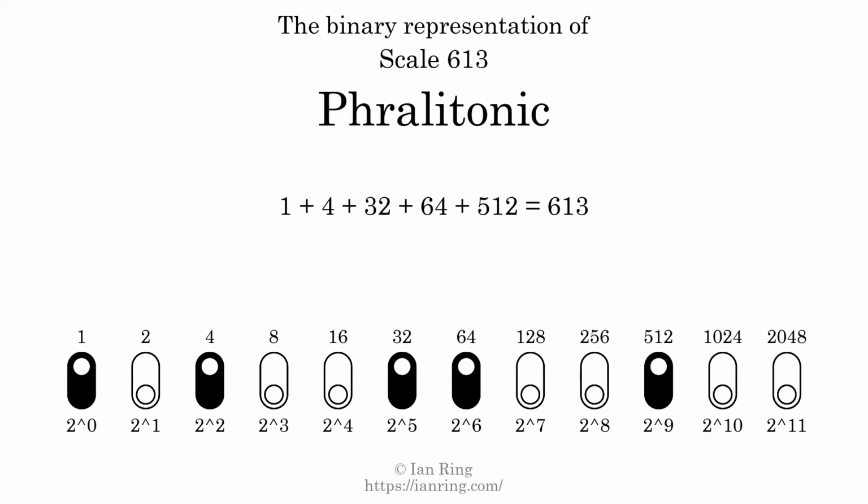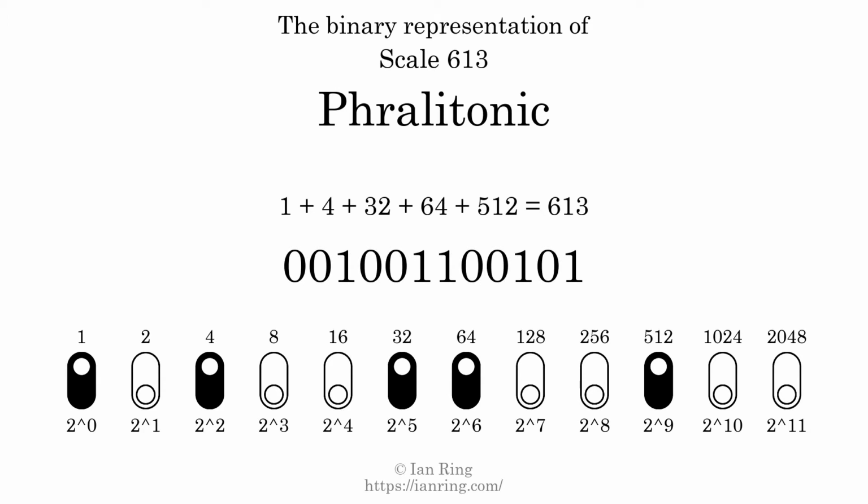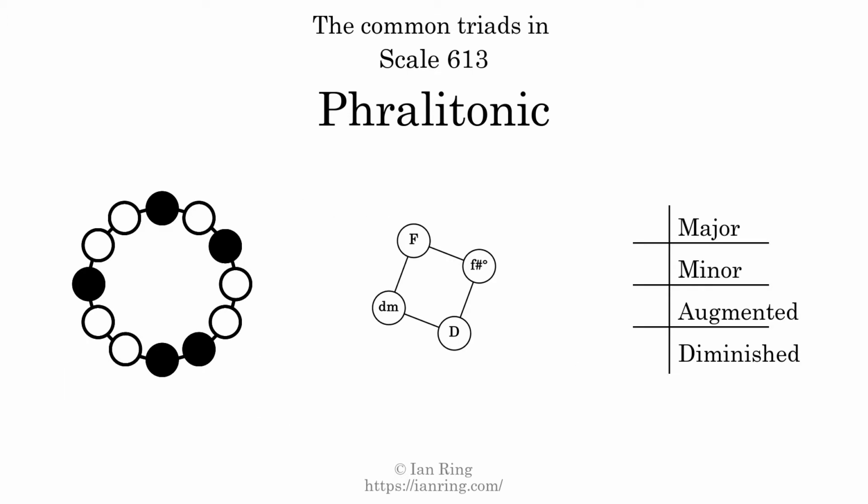The scale number not only enumerates the scale with a unique index, but it also literally describes the tonal content of the scale. Represented as a binary number in base 2, the scale number is 001001100101. Here are the common triads present in this scale.